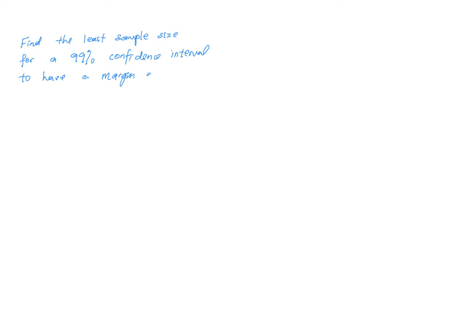Okay, the question sounds like that. Find the least sample size for 99% confidence interval to have a margin of error within 2.1, given the standard deviation of the population is 7.9. Okay, so if I give you this question, what formula must I write down?